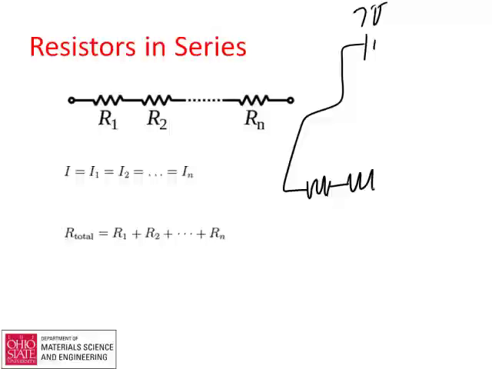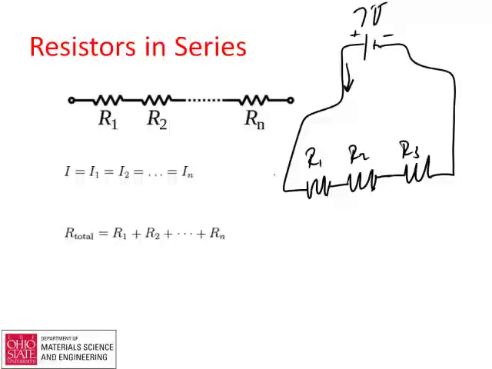R1, R2, and R3. Goes back up like that. Again, it makes a complete path: R1, R2, and R3. So what has to happen is the current always has to be the same everywhere. So we're going from the positive side to the minus side. Current goes around like that.